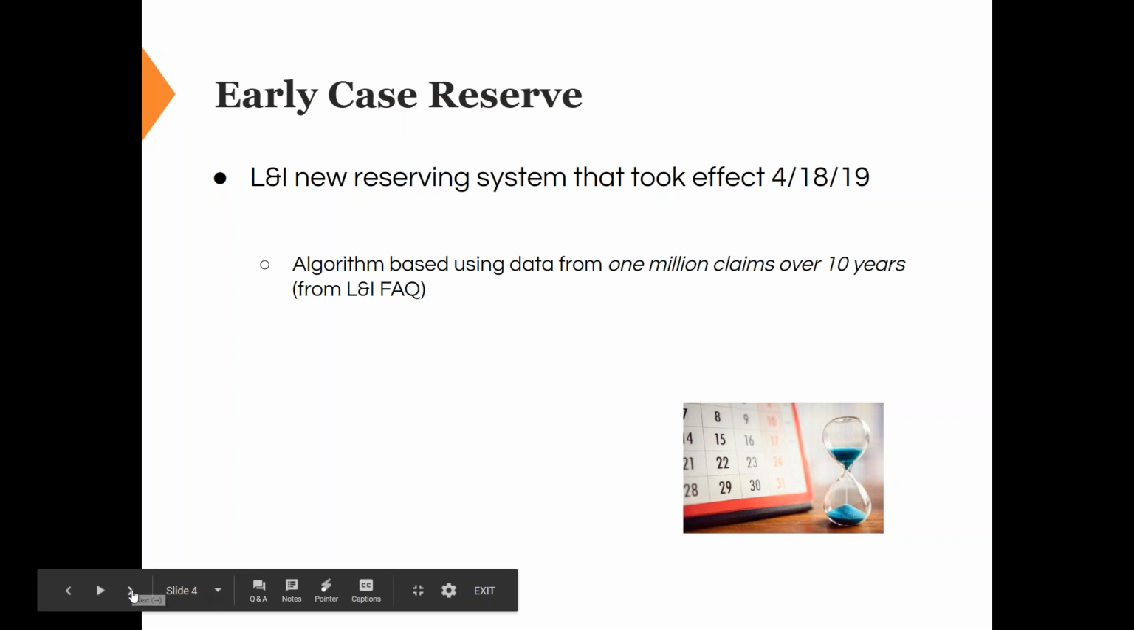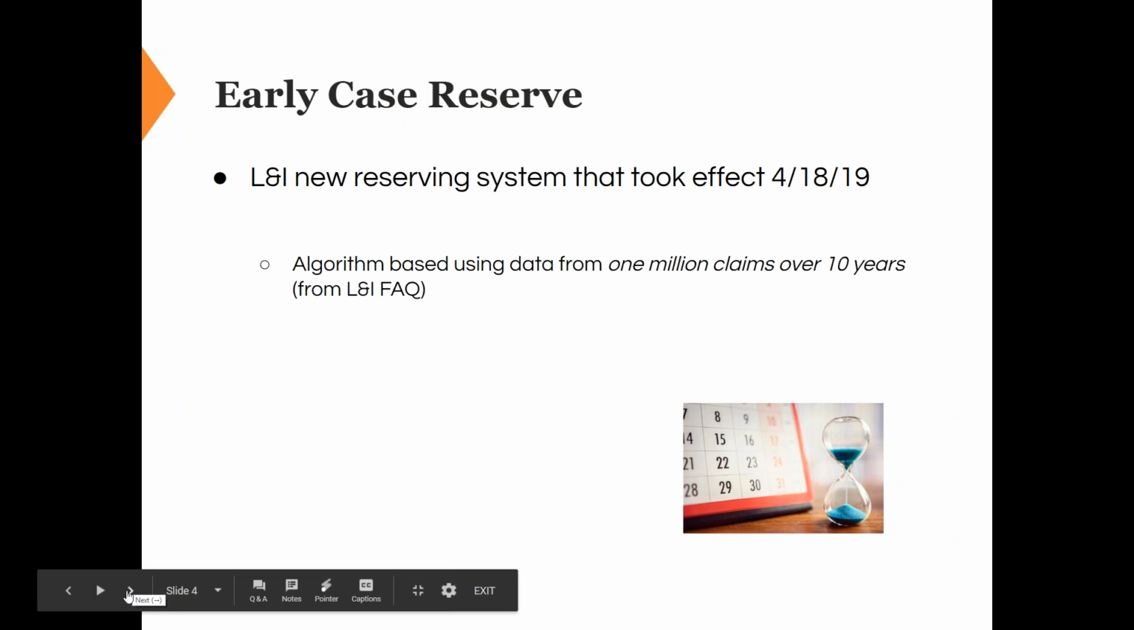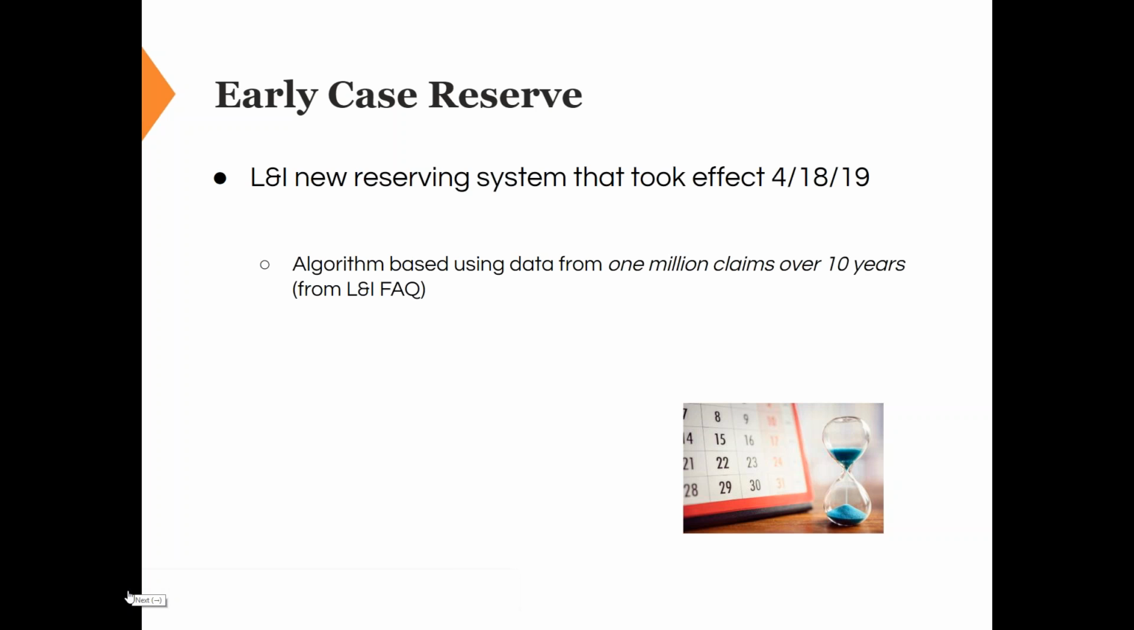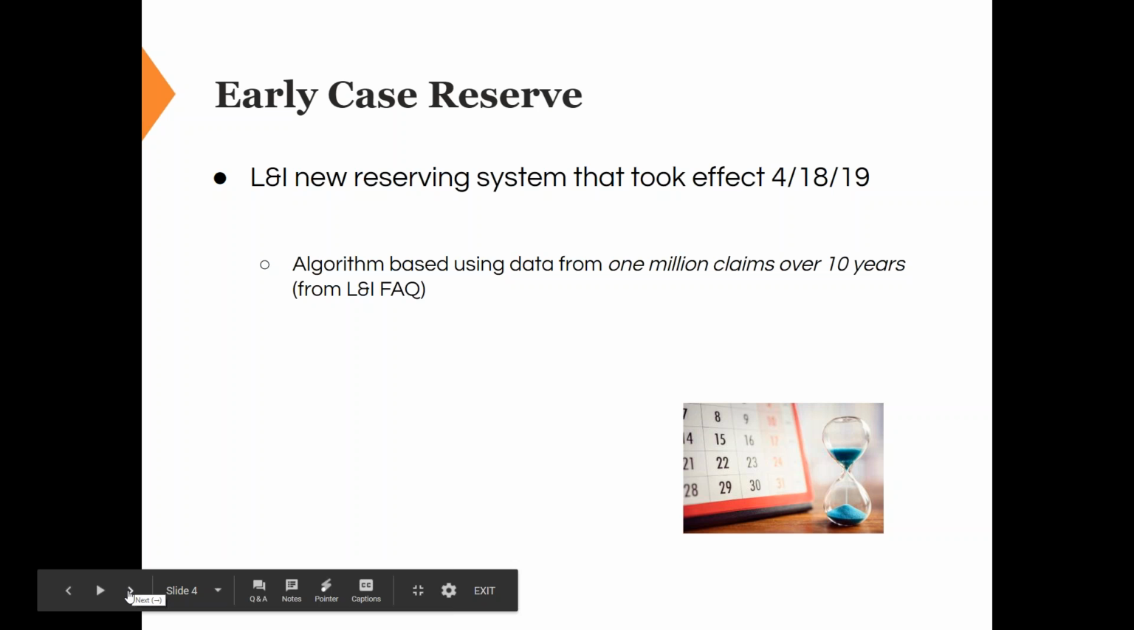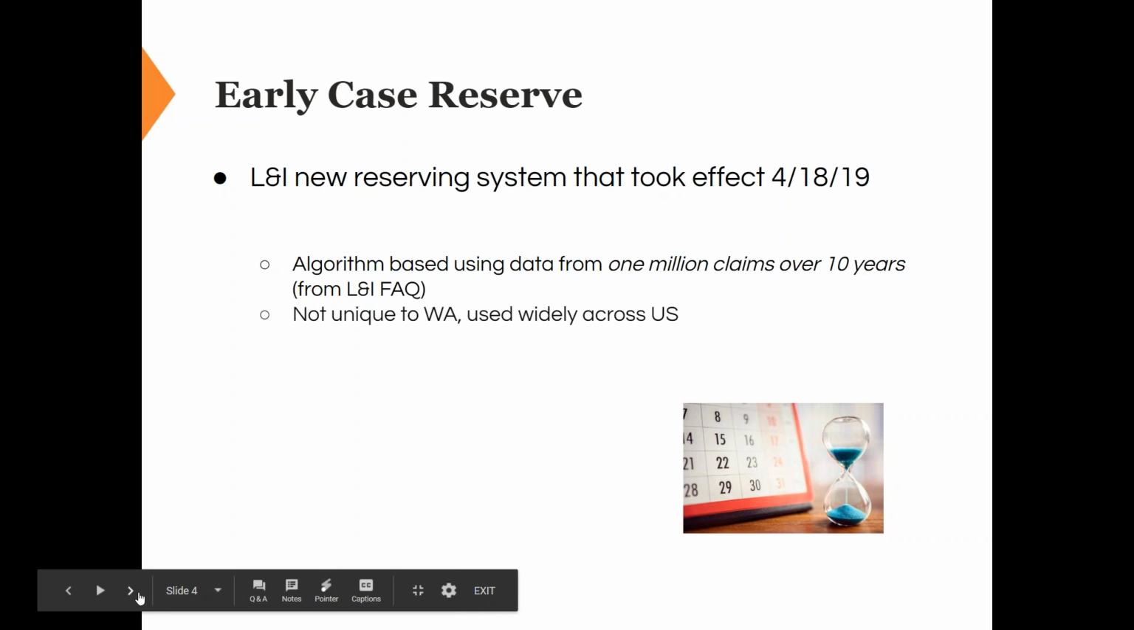So that's how they gathered the data, looking at various data points to know, whether it's the age of the worker, the injury type, the risk class, and various other factors, like if the worker has 2 jobs, and we'll talk about that later. That will impact how the algorithm will set that claim. So it's not unique to Washington.